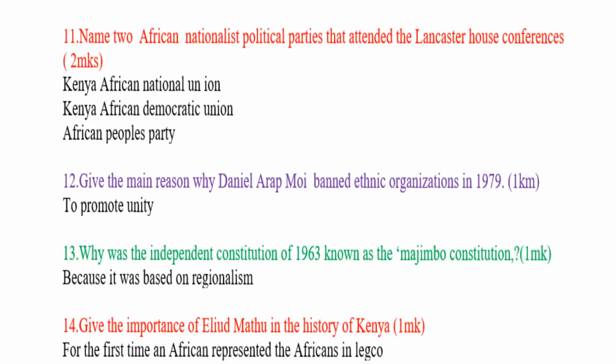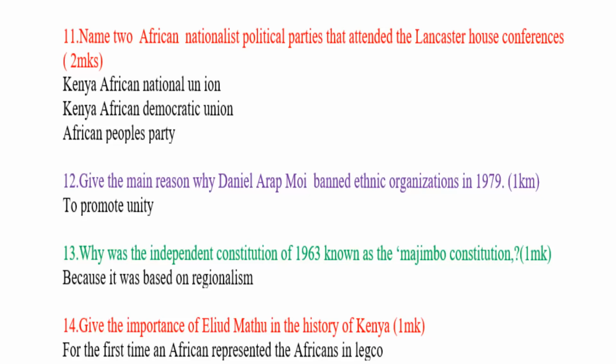Question number 11, name 2 African nationalists. That one we answered. Number 12, give the main reason why Arap Moi banned, we have answered that one also. Number 13, why was the independent constitution of 1963 known as Majimbo Constitution? Because it was based on regionalism.